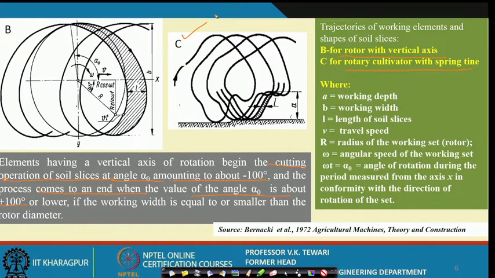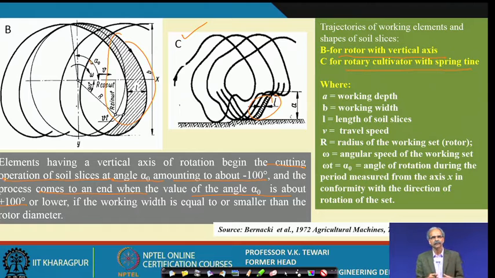In case of C, the rotary cultivator with tine here, you can see that the length of the soil slice is so small. Although a very good amount of soil slice has been cut even in the vertical axis, in the rotary cultivator with spring type tines the width of the slice, or you can say the length of the slice, is very low, and I would say that these would not be preferred very much for operations.